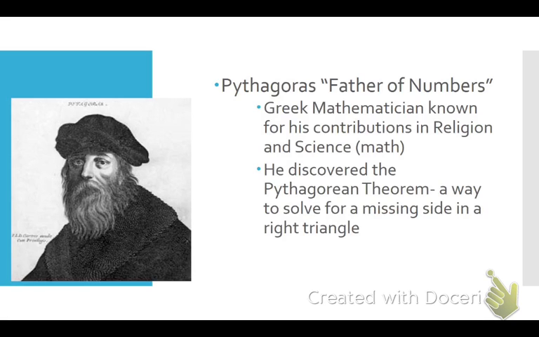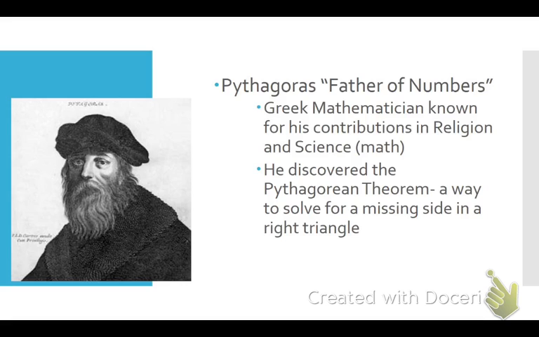But the number one thing I want you to know and write down, he discovered the Pythagorean Theorem. It's a way to solve for a missing side in a right triangle. You need to write that down, because tomorrow and the next day and the next day, as long as we're in this chapter, you're going to need to know how to find the missing side on a right triangle. It will never change. When you get to trigonometry, whether that be in Algebra 2 or an actual trigonometry class, this is very foundational. The Pythagorean Theorem, obviously named after him.